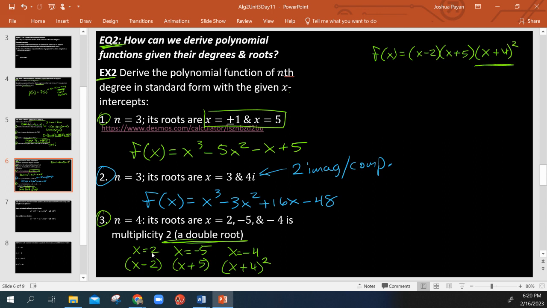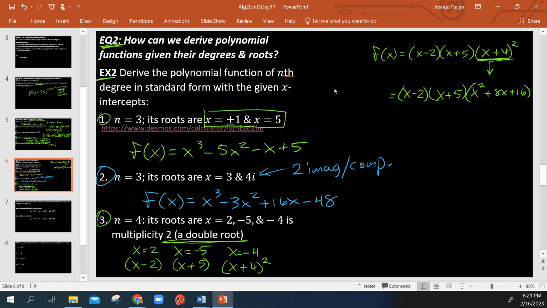And I'm going to need to use my useful trick here for perfect squares, where a plus b all squared is going to be equal to a squared plus 2ab plus b squared. That's going to save me a lot of time, and I'm going to use that right now. So that is just going to give me x squared plus 8x plus 16. So that's what this is equal to when I FOIL it out, and that's going to save me a ton of time.